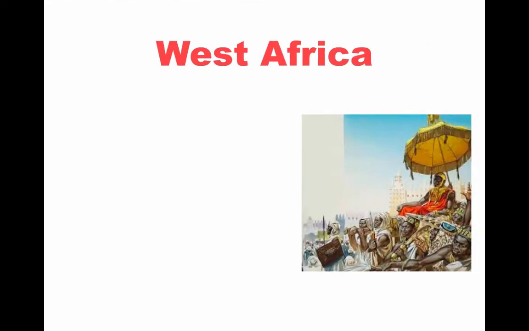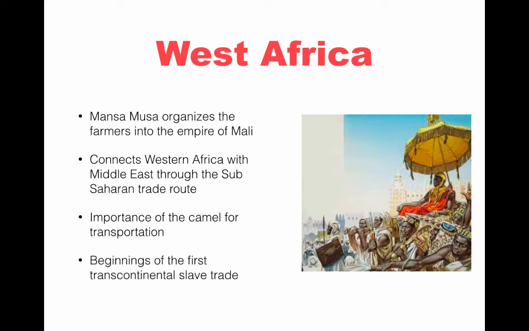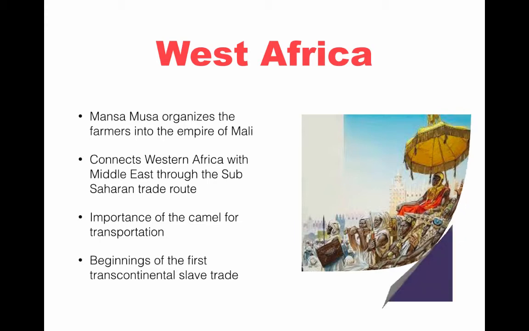Of course, then we want to contrast that with Western Africa, and that allows us to get into Mansa Musa, who organized the farmers in Western Africa into a major empire in Mali. He's then going to connect Mali through Western Africa up into the Middle East and the sub-Saharan trade route. One of the big reasons they're able to do that is the finding of the camel for transportation. And this also allows us to talk about both trade for gold as well as the beginnings of the first major transcontinental slave trade, and that is the trans-Saharan slave route.